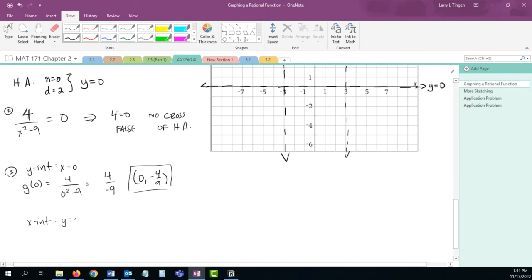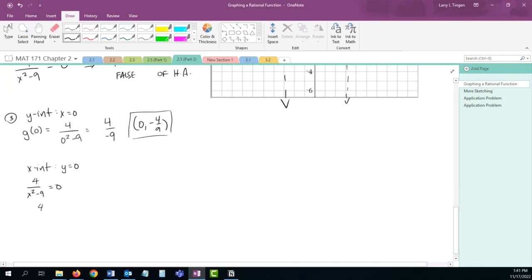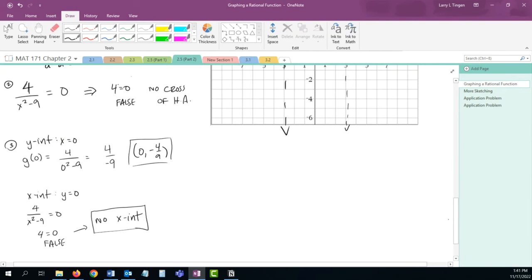X-intercept means I let y be 0. So my original function equals 0. I already found that to result in 4 equal to 0, which is false. So that means that there's no x-intercept. It just so happened that the horizontal asymptote is 0. And so when I get down here to find the x-intercept by letting y be 0, I end up with the same result. I never cross the horizontal asymptote, and I never have an x-intercept.